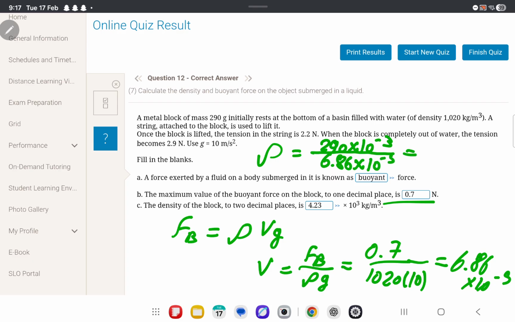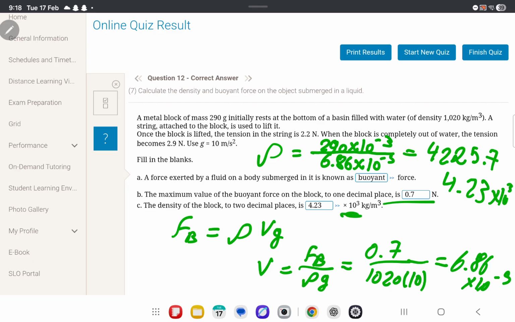So 290 times 10 to the power of minus 3 over that gives my answer, 4,225.7, which I don't know how they got 4,200. No, this becomes 4.225. Yeah, okay, 4.23 times 10 to the power of 3, right? Because you take it back to make it times 10 to the power of 3, right?